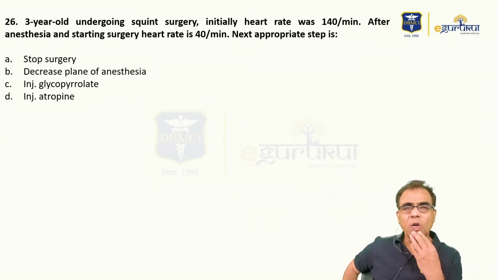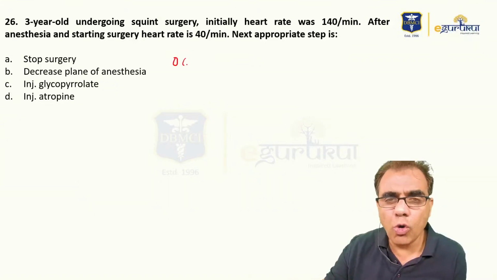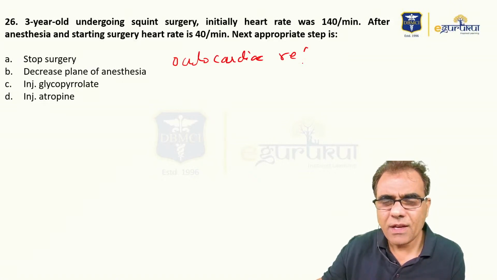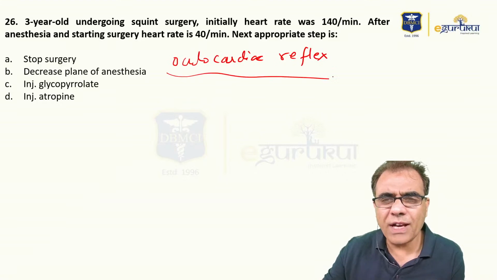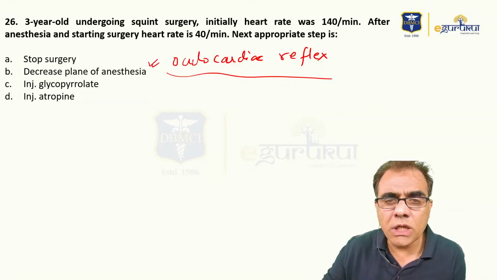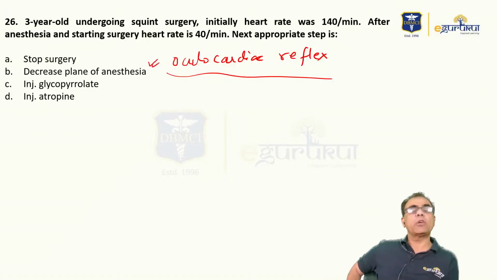26. A 3-year-old undergoing squint surgery. Initially heart rate was 140. After anesthesia and starting surgery, heart rate is 40. Next appropriate step: stop surgery, decrease plane of anesthesia, injection glycopyrrolate, injection atropine. So this is the oculocardiac reflex, which is a very important reflex during squint surgeries. In fact, this has led to a few cardiac arrests also. This happens because of the manipulation of ocular muscles, particularly the medial rectus.